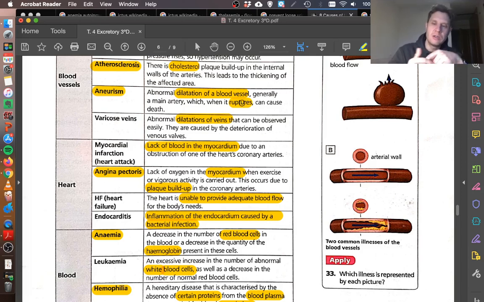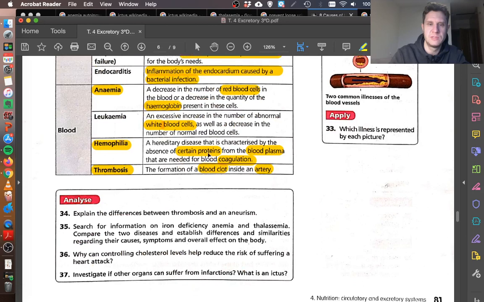If this continue, it can generate a problem, a rupture, and so if an artery breaks, all the blood is going out, and as I told you, it's a problem.